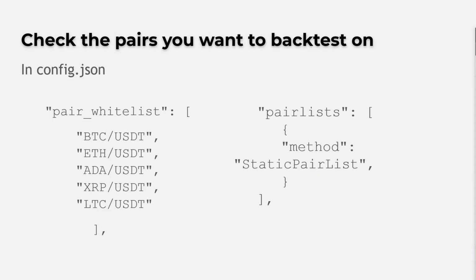And before you do any downloading of backtest data and backtesting, you should enter the pairs that you want to test in the config.json file, and also you should change the volume pair list in the pair list section to static pair list, because the volume pair list is not supported while backtesting.